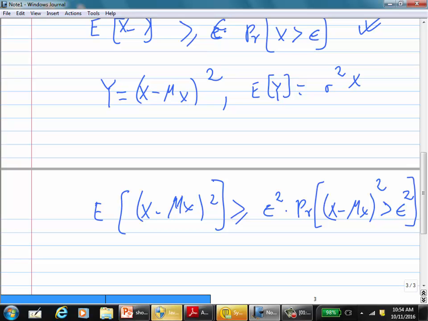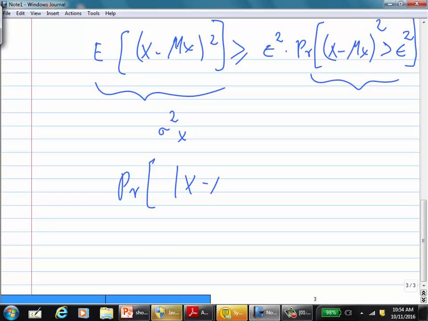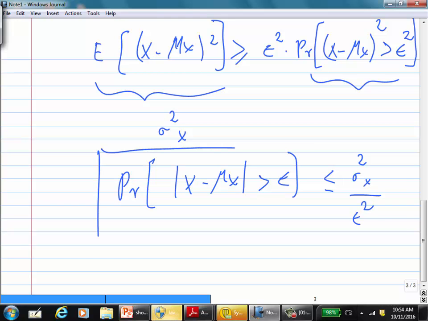So now this quantity here, you just told me that is the sigma squared of x. So what do you end up getting? You end up getting that the probability that the magnitude of x minus mu x is greater than epsilon is less than or equal to sigma squared x divided by epsilon squared. This is the Chebyshev inequality.